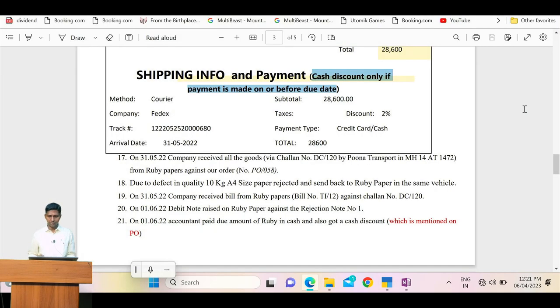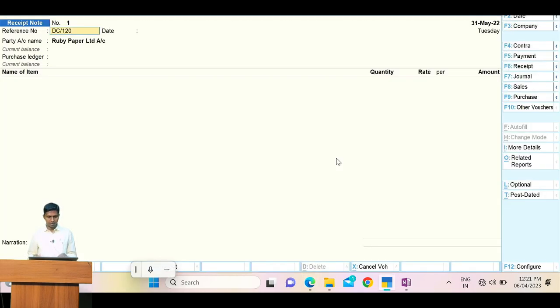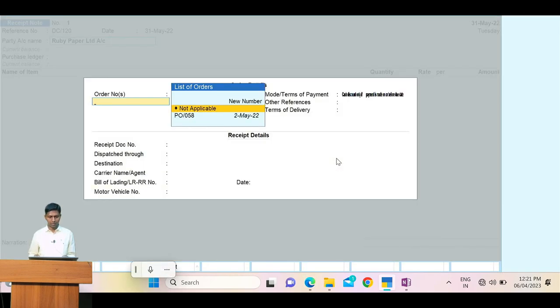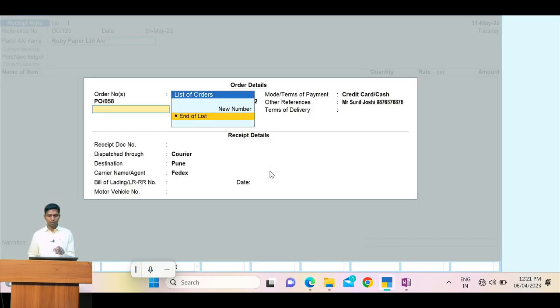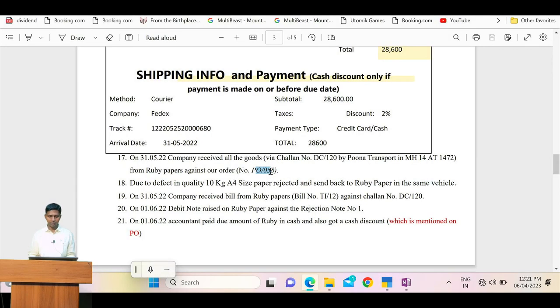And now other reference: DC 120, on which date we have received, 31st May, that is correct, from Ruby Paper, that is also. Now against what? Against PO number 58, correct. And then select PO number 58, no need to give other details, you will get them directly. Now see, mode of payment we got, other reference also we got, then terms of delivery, not specified, or you can say through FedEx and all, then leave it. Receipt number, do you have a receipt number? Order number, receipt number is not given.